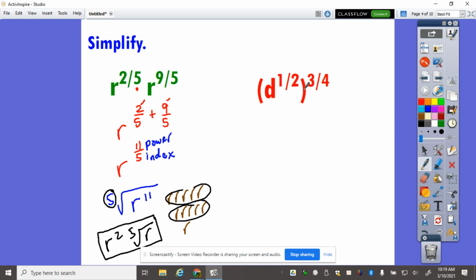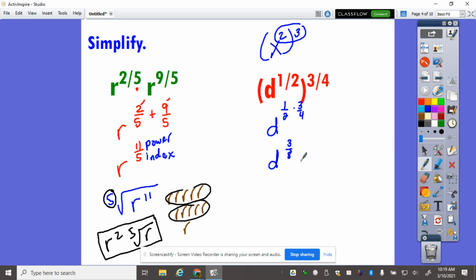Next, D to the 1/2 to the power of 3/4. If you remember, one of the rules is the power rule. If you have x squared to the third power, we multiply the 2 and the 3. We don't add them, we multiply them. So same thing with this. We multiply 1/2 and 3/4. That will give us D to the 3/8.